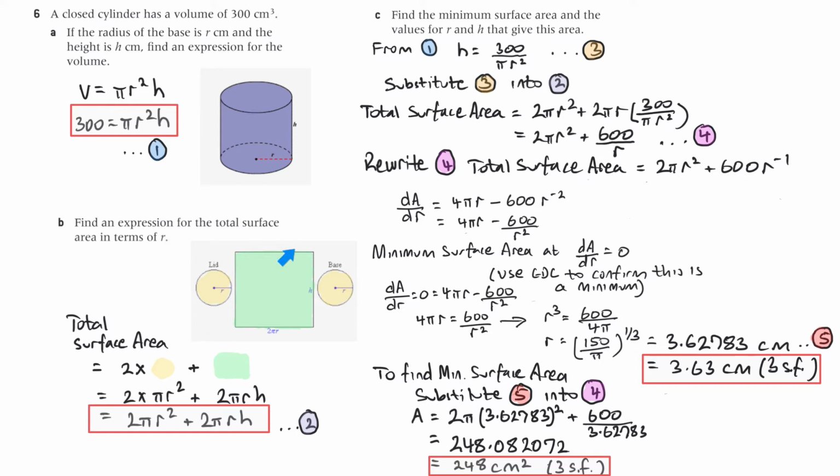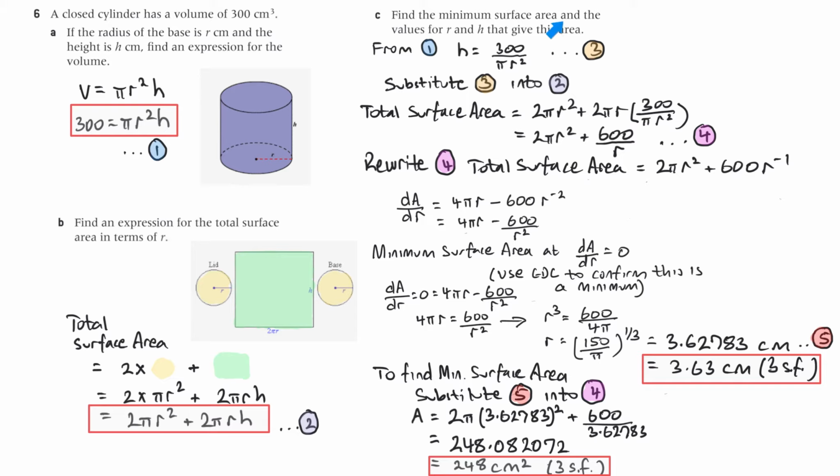So that's how we can work out the surface area. This green area here is the curved surface there. The total surface area is 2 of those and 1 of those. So that's 2 times pi r squared, because we know the area of that is pi r squared, and the area of this is the circumference times the height, 2 pi r times h. And so that's our expression for the surface area.